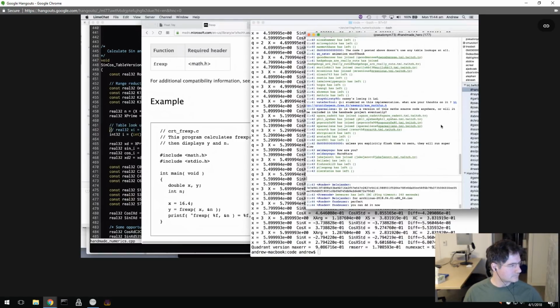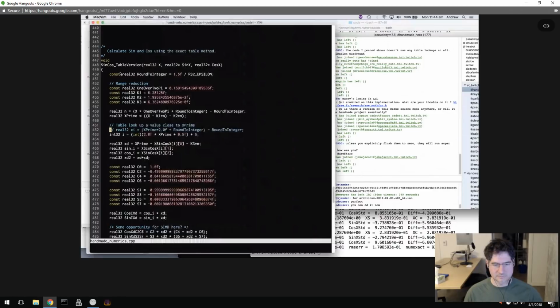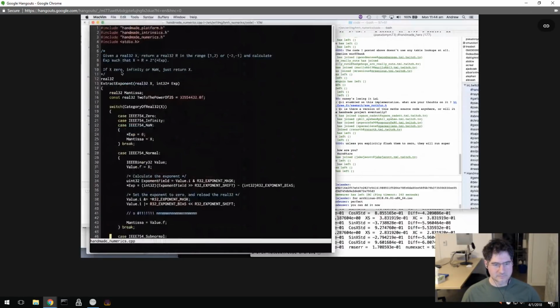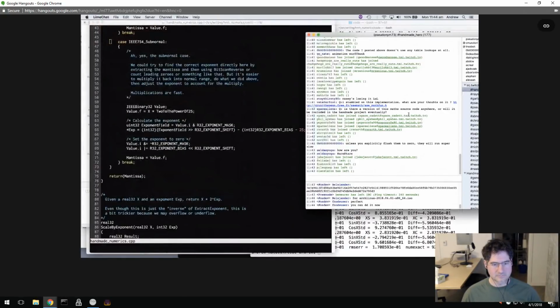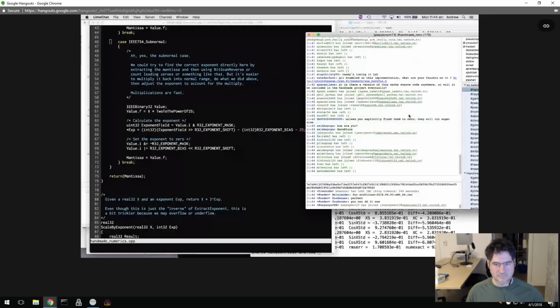Is there a version of this math source code anywhere, or will it be included in the Handmade project eventually? Both. I'm releasing this under the MIT license so that Handmade Hero can use it, and I'm not sure how I'm going to release it. Maybe on GitHub, but the explanation is going on the wiki. At the very least, people who have access to the Handmade Hero source code are obviously going to get it first, because Casey's probably going to incorporate it fairly soon.